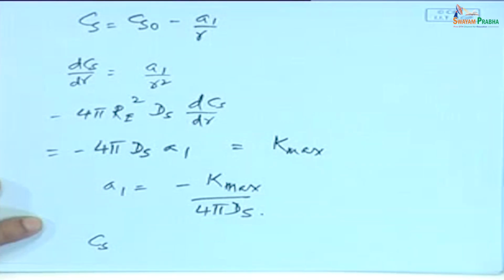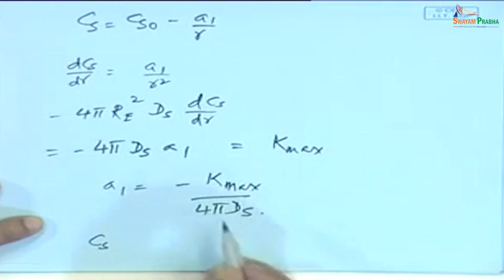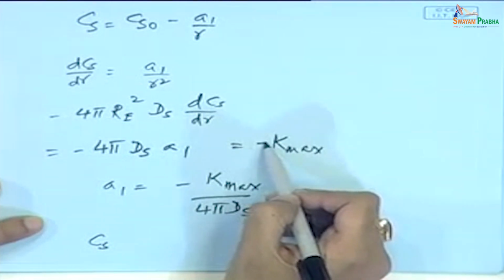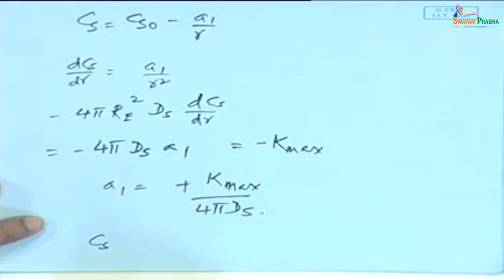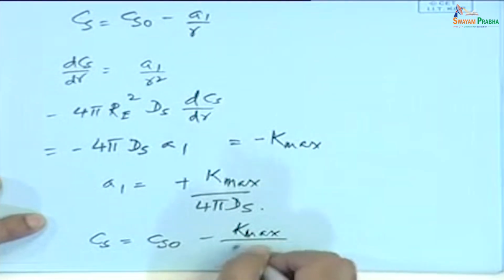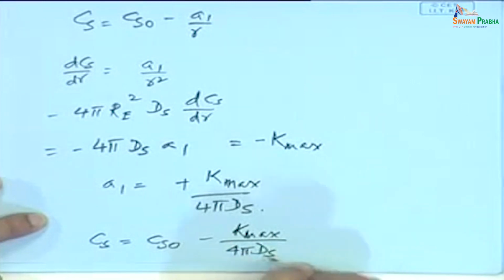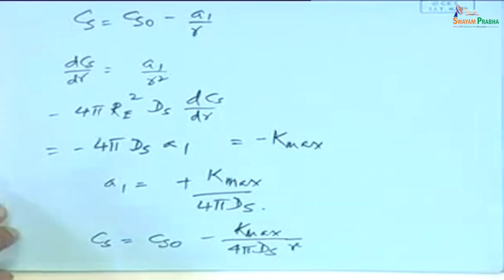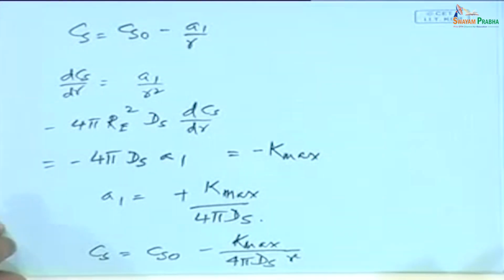I think there's a sign thing. So this should be minus, and this should be plus here. So Cs equals Cs naught minus k max over 4 pi Ds, over r. Yeah? So this is what we wanted.